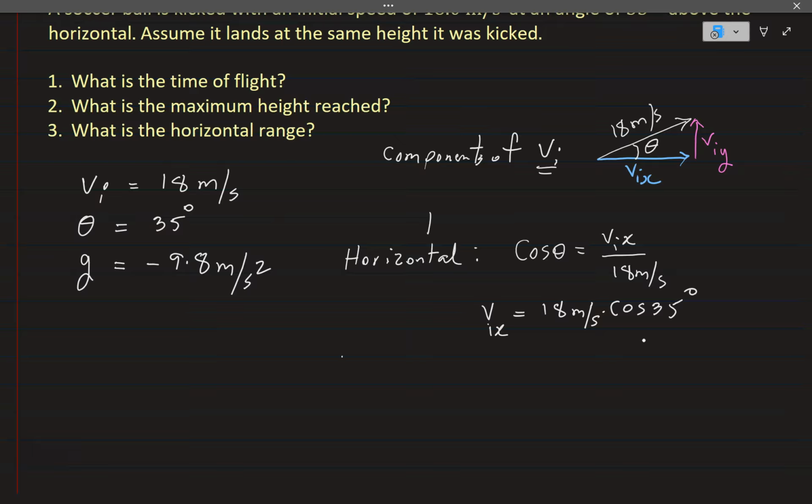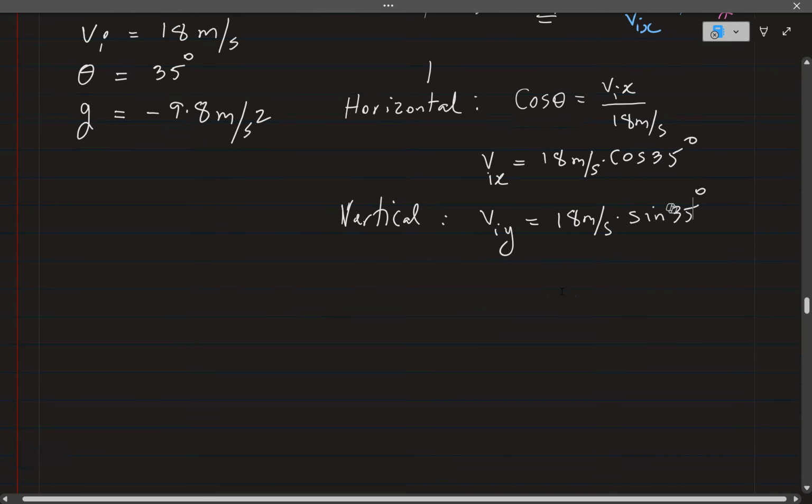And then we do the same thing for the vertical component. I'm not going to write that down, but Viy is going to be 18 meters per second times the opposite, which is sine of 35 degrees. Very good. We do the math on that one and we get the horizontal and vertical.